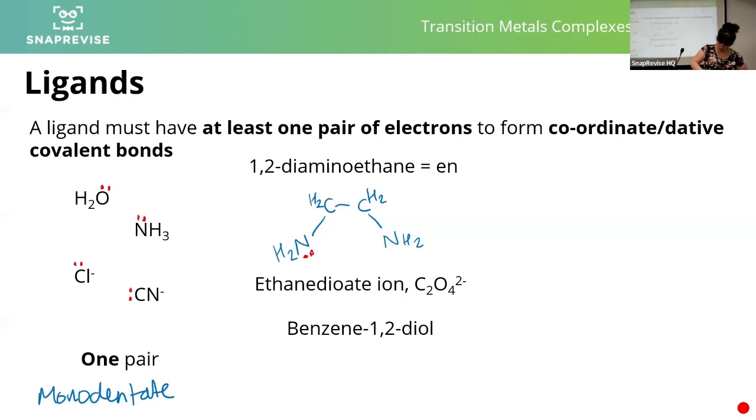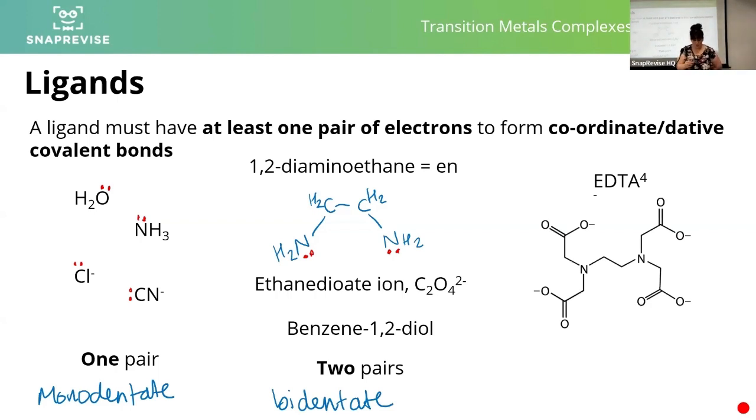That means both of those nitrogens have got a lone pair of electrons that they can donate to a coordinate bond. Also, the ethanedioate ion, C2O4 2-, has got 2 lone pairs of electrons on 2 of the oxygens that it can donate. And benzene 1,2-diol also has 2 oxygens in the diol that can both donate a pair of electrons. So these can donate 2 pairs of electrons. These are bidentate, bi as in bicycle, 2 wheels, bidentate.